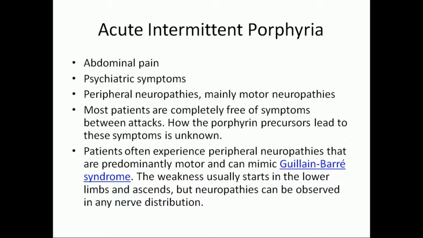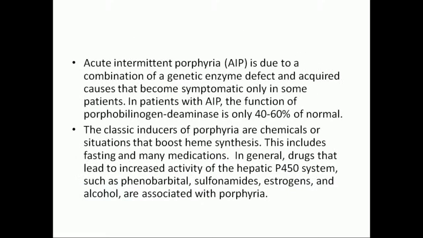Another cause of acute flaccid paralysis is acute intermittent porphyria. This presents with a triad of abdominal pain, psychiatric symptoms, and peripheral neuropathy, and urine will show porphobilinogen.